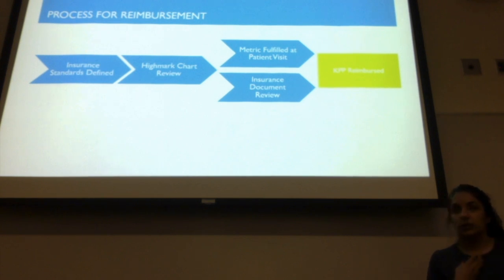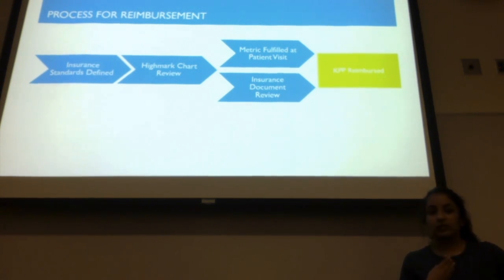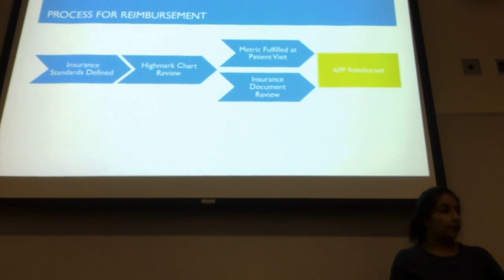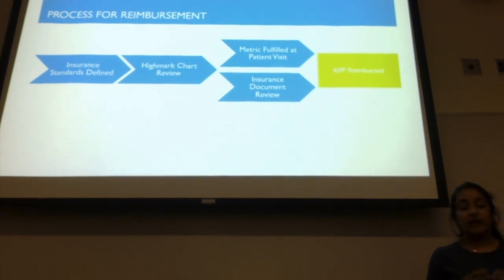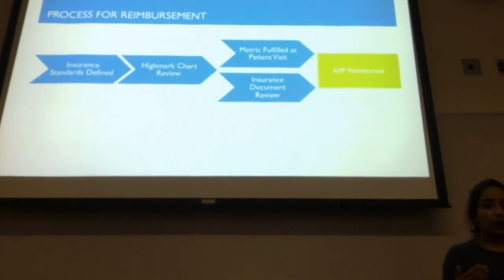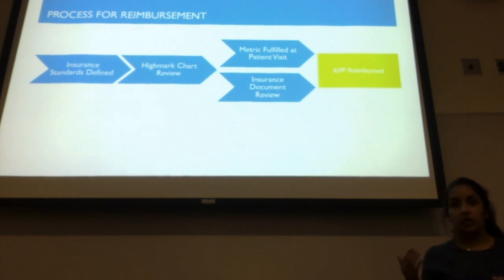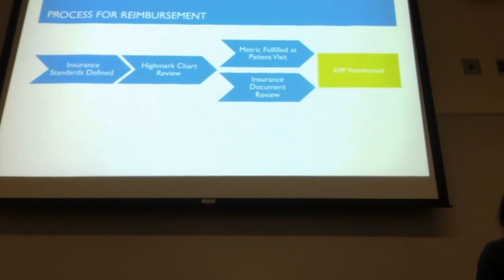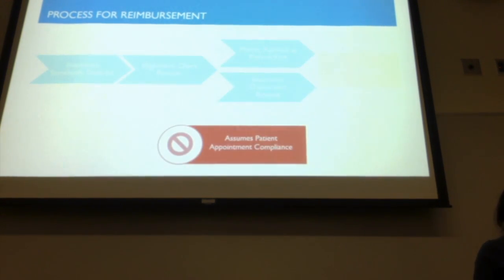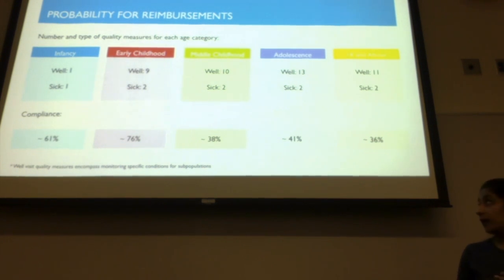So for example, if I was to go in for a sick visit, but I was not having my well visit at the time, and my insurance company wanted to see whether I had gotten my adult BMI checked, they would not be able to, because I had not gone in for my well visit to get that measure checked. Therefore I would go on the denominator and not on the numerator, and it would not go towards KPP reimbursement. And so this has a substantial amount of importance for reimbursement.